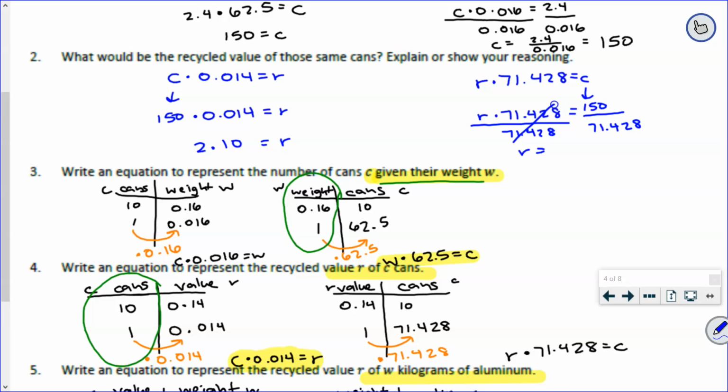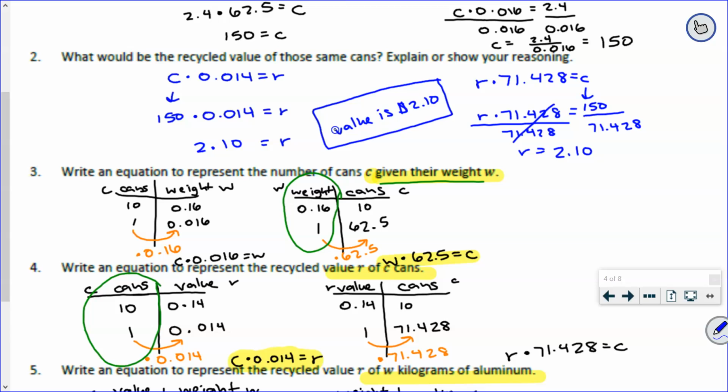R is equal to, type this in, 150 divided by 71.428. Seth, what did you get? 2.1000? Okay. And again, since we're dealing with money, how many decimal places do we really need? Just the 2. So either way we did it, we got the same. We would need to say that the value is $2.10.